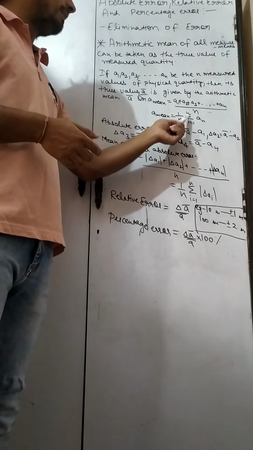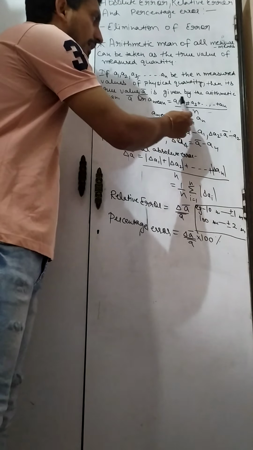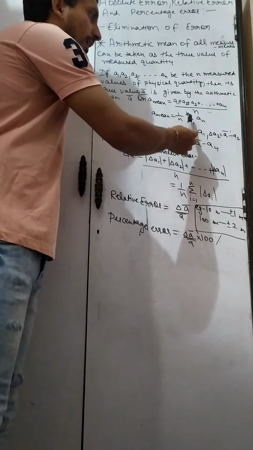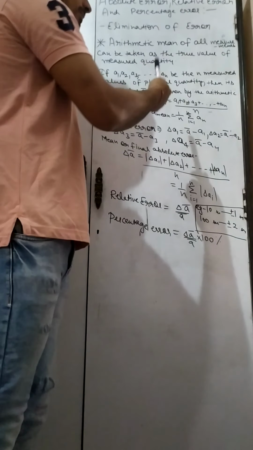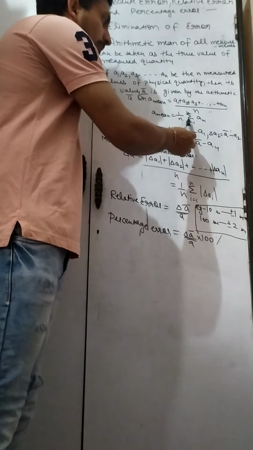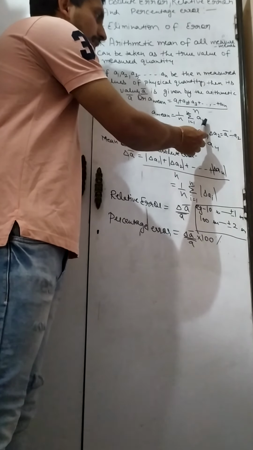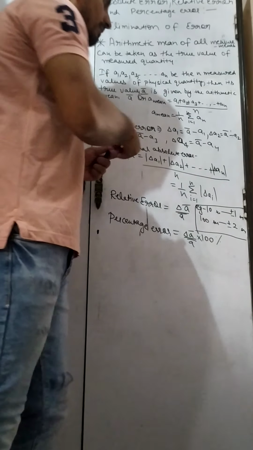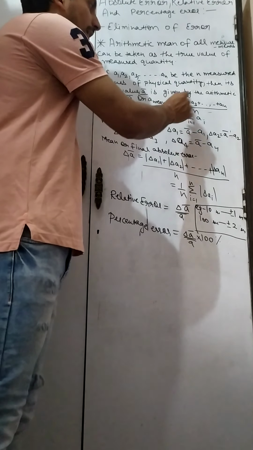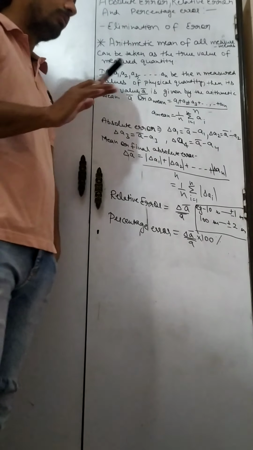A mean can also be written like this. It is 1 by n, and we put the summation sign sigma here. Sigma represents summation, add, and the limit goes from i equals 1 to n. So we write A i, where i goes from 1 to n, and there is an addition sign between them. I hope it is clear to everyone.